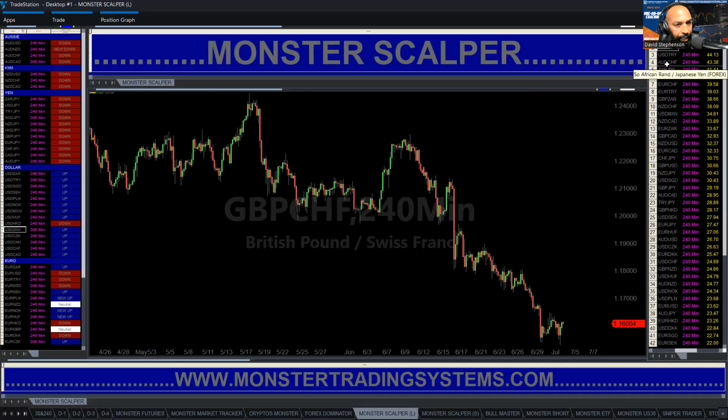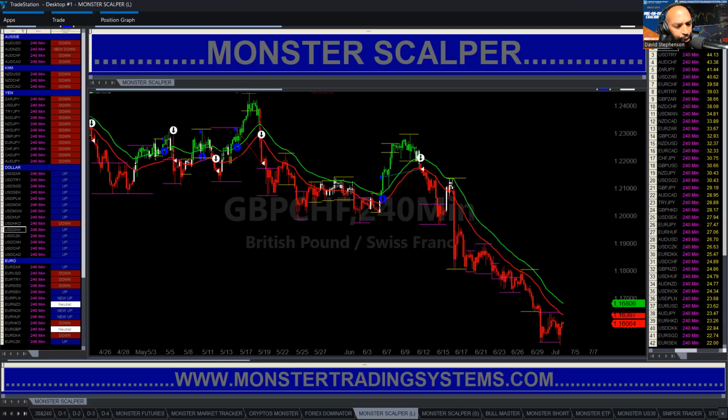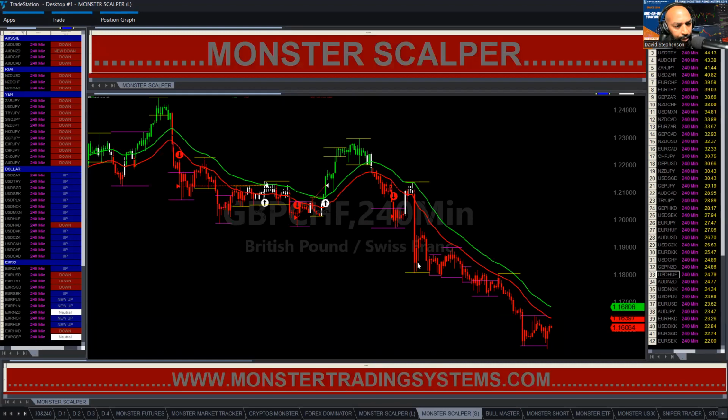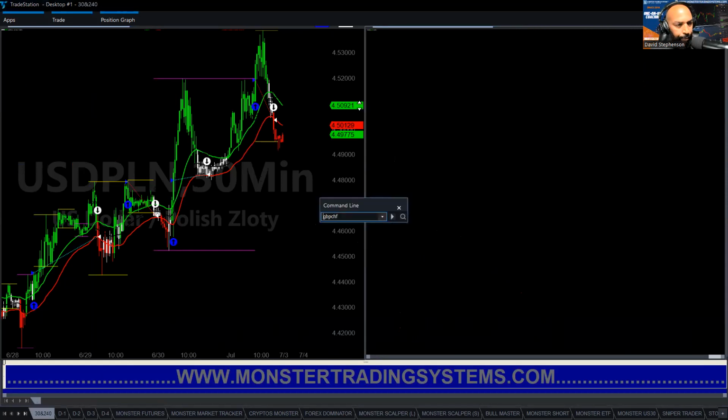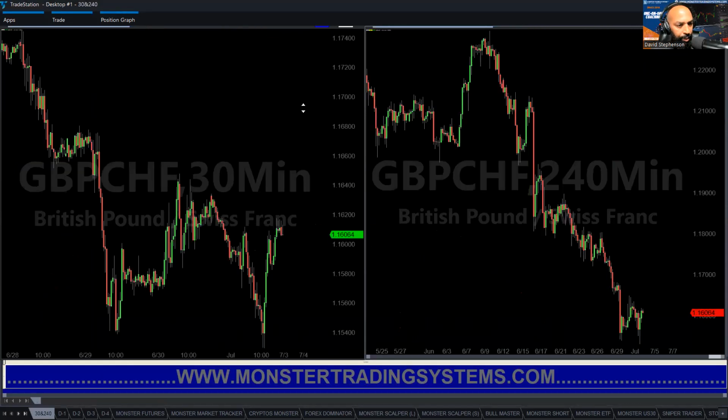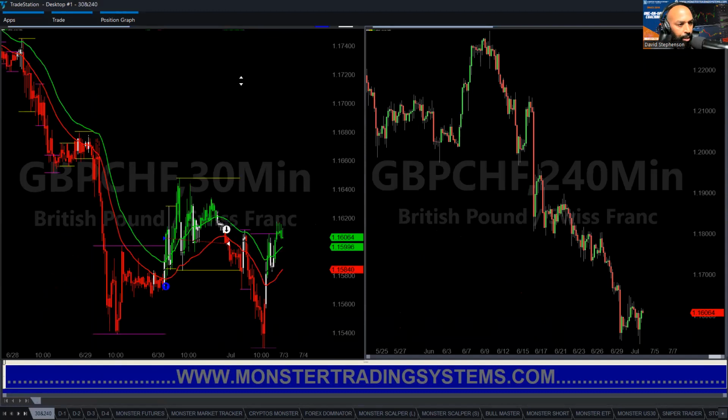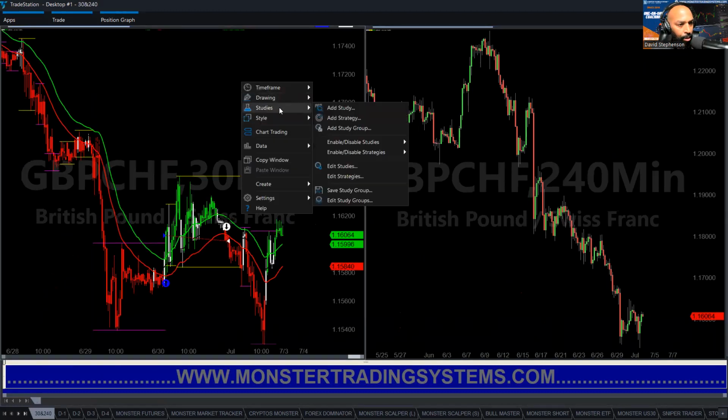And this is a bit advanced, but that's fine. That's what we're doing. So here is a short trade to the downside. This is a short trade, GBP CHF, pound Swiss. We can go here, GBP CHF, and we're going to change this from long to short.